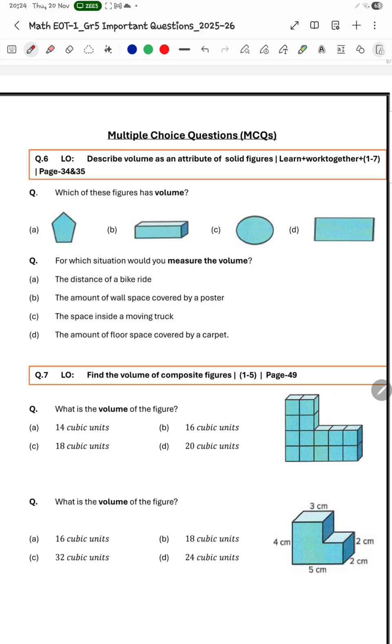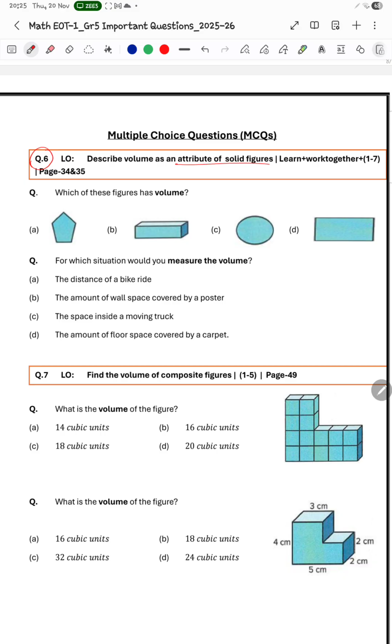So now in this video I am going to explain the important MCQ questions for your final exam. So let us take one by one. So question number 6. Describe volume as an attribute of solid figure. So in this section they will give you one question and there will be 4 options to each question. You have to select the correct one.